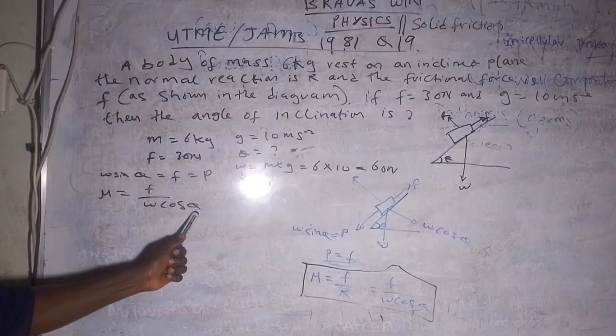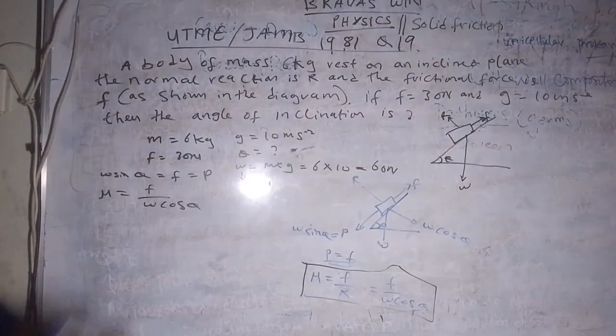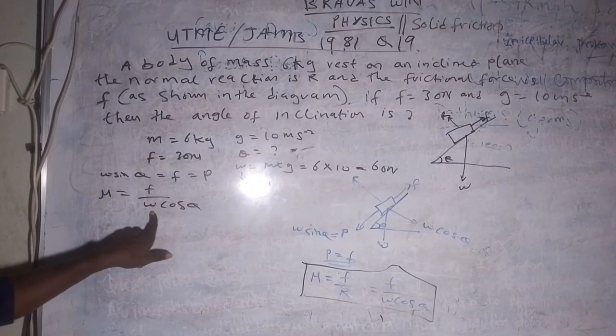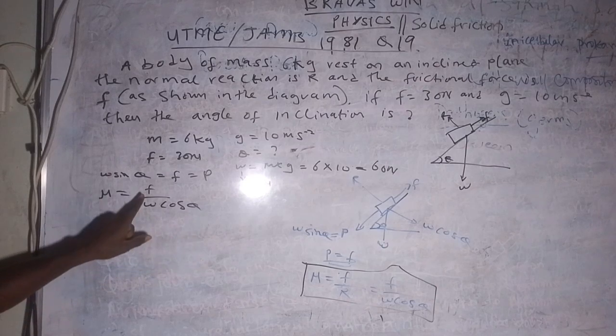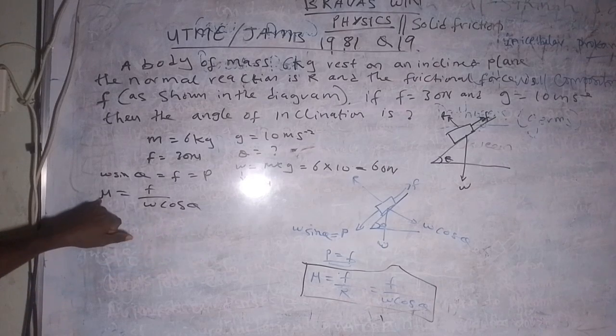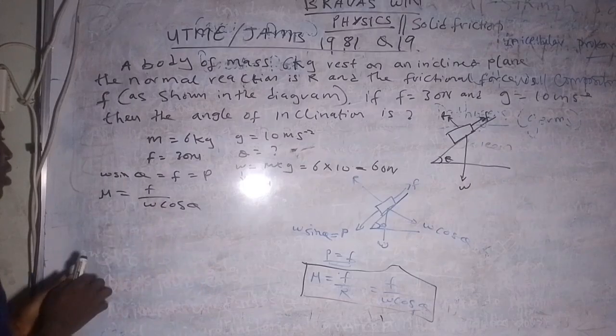Are we given cos theta? No, we are not given theta. We are asked to find the theta. Definitely, we don't know the angle. We can't get this W cos theta. So we can't get our theta using two unknown values. So we cannot use this formula.